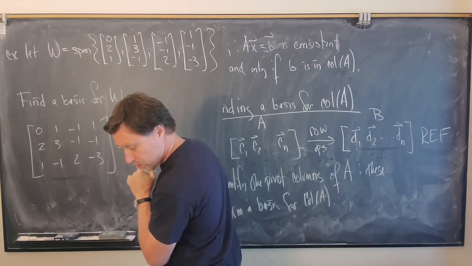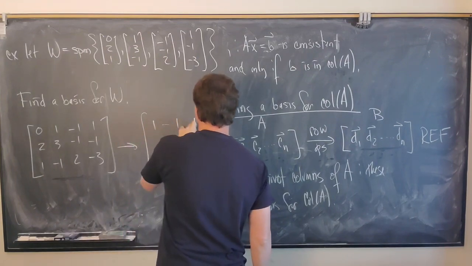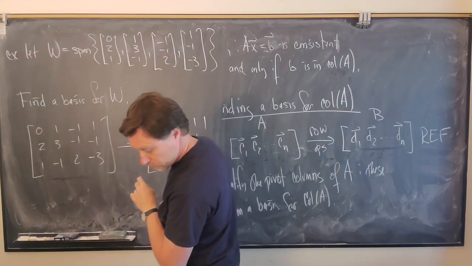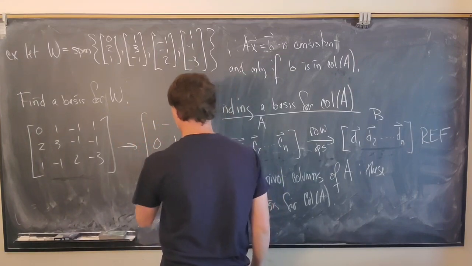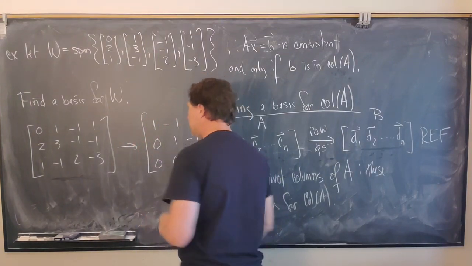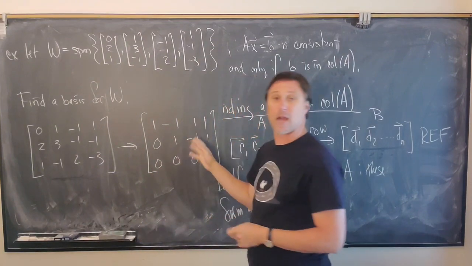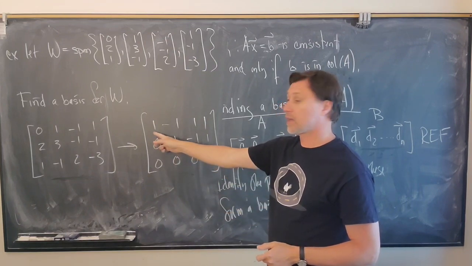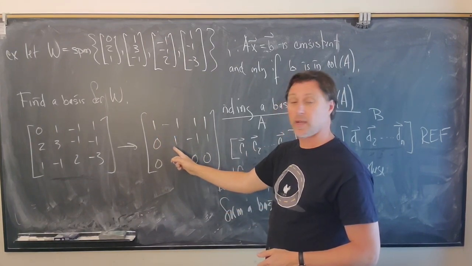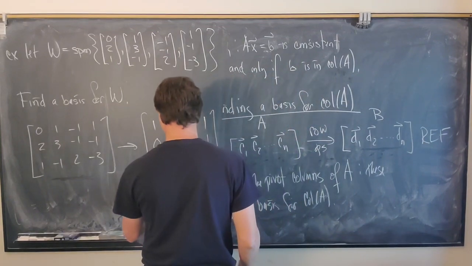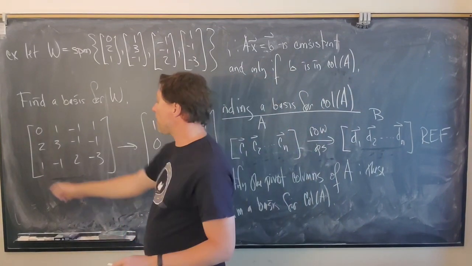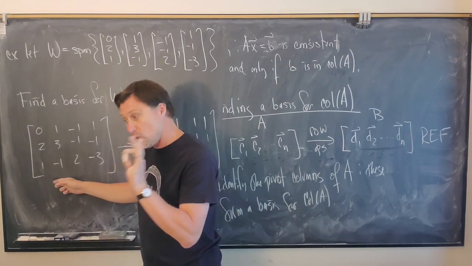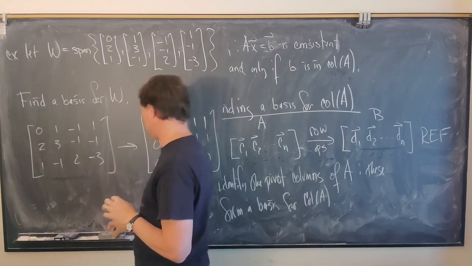So I'll tell you row by row. 1, minus 1, 1, 1. 0, 1, minus 1, 1. And 0, 0, 0, 0. So I did row operations, got this. Notice this is not reduced row echelon form. Row echelon form is fine, right? I can see that I got a leading one in the first column and a leading one in the second column. So these are pivot columns, which means that my first 2 columns of the original matrix are pivot columns. And those 2 columns are a basis for W.